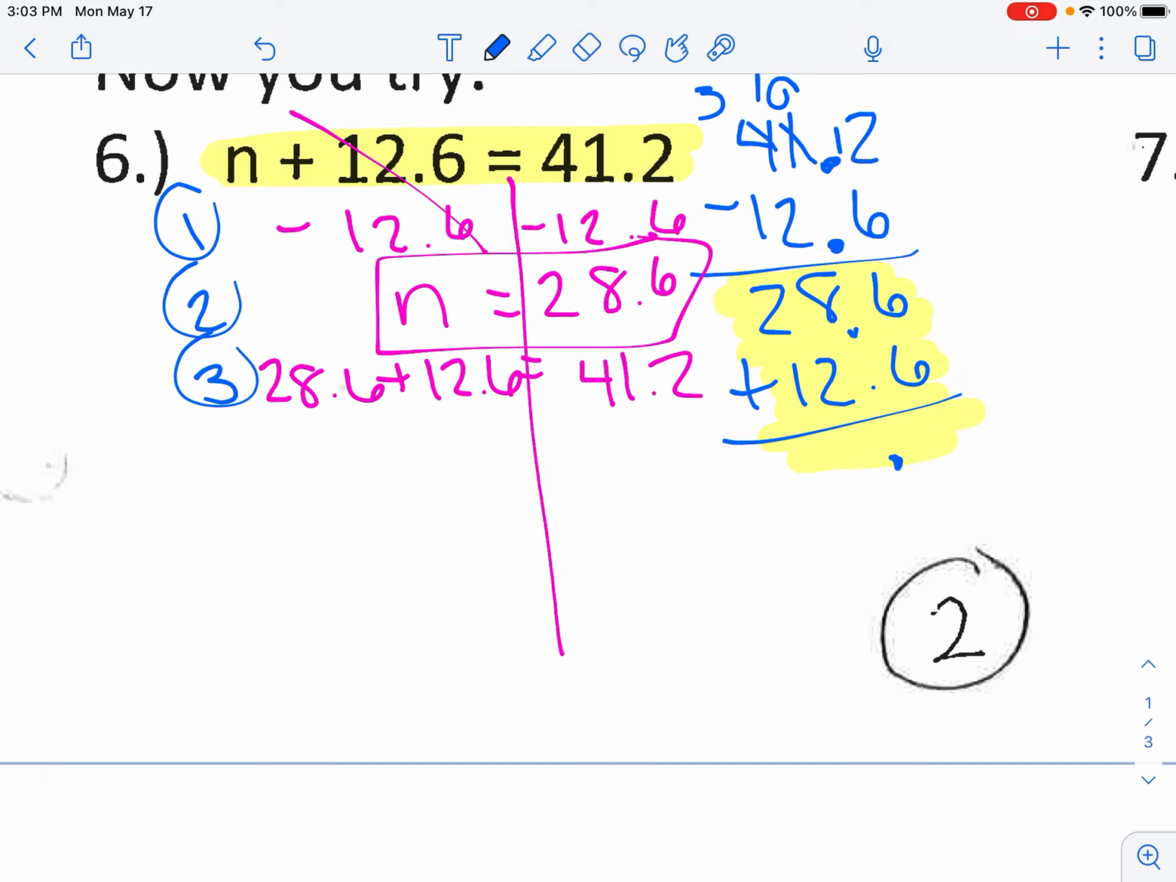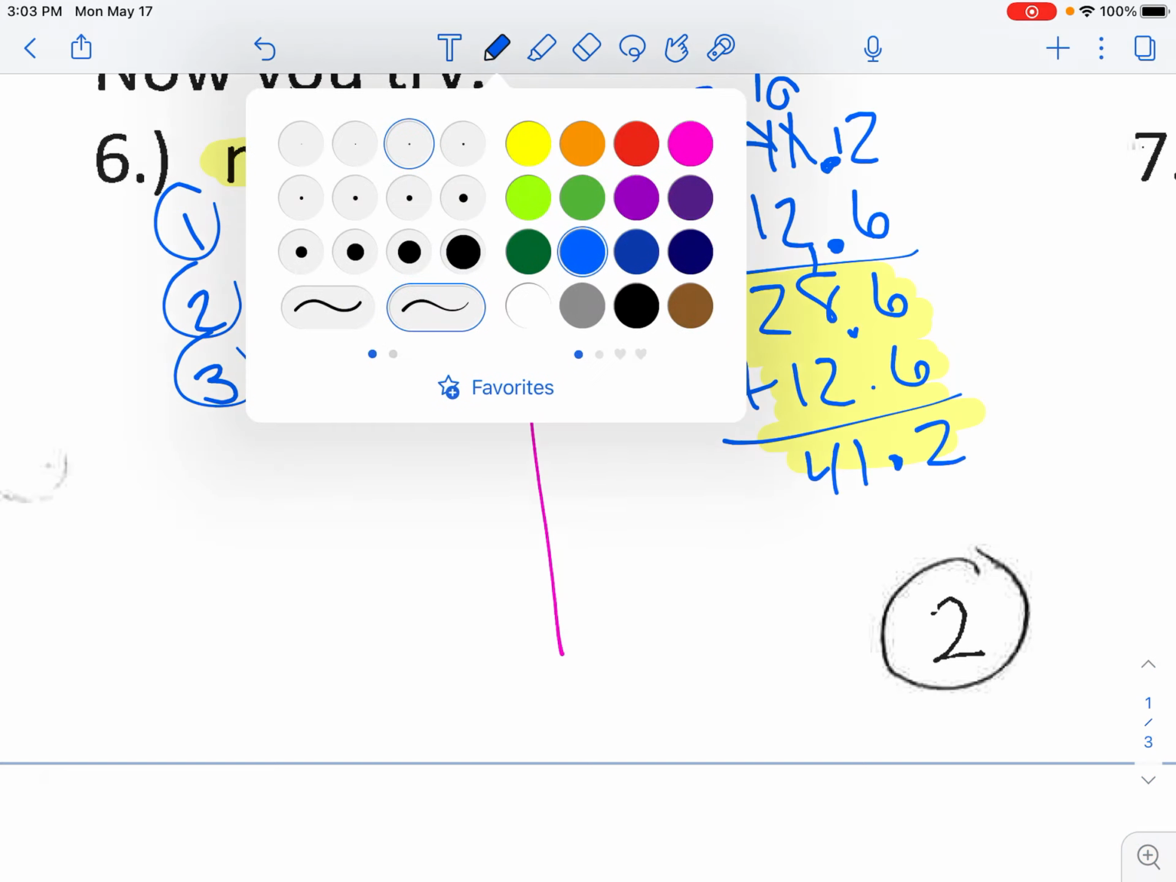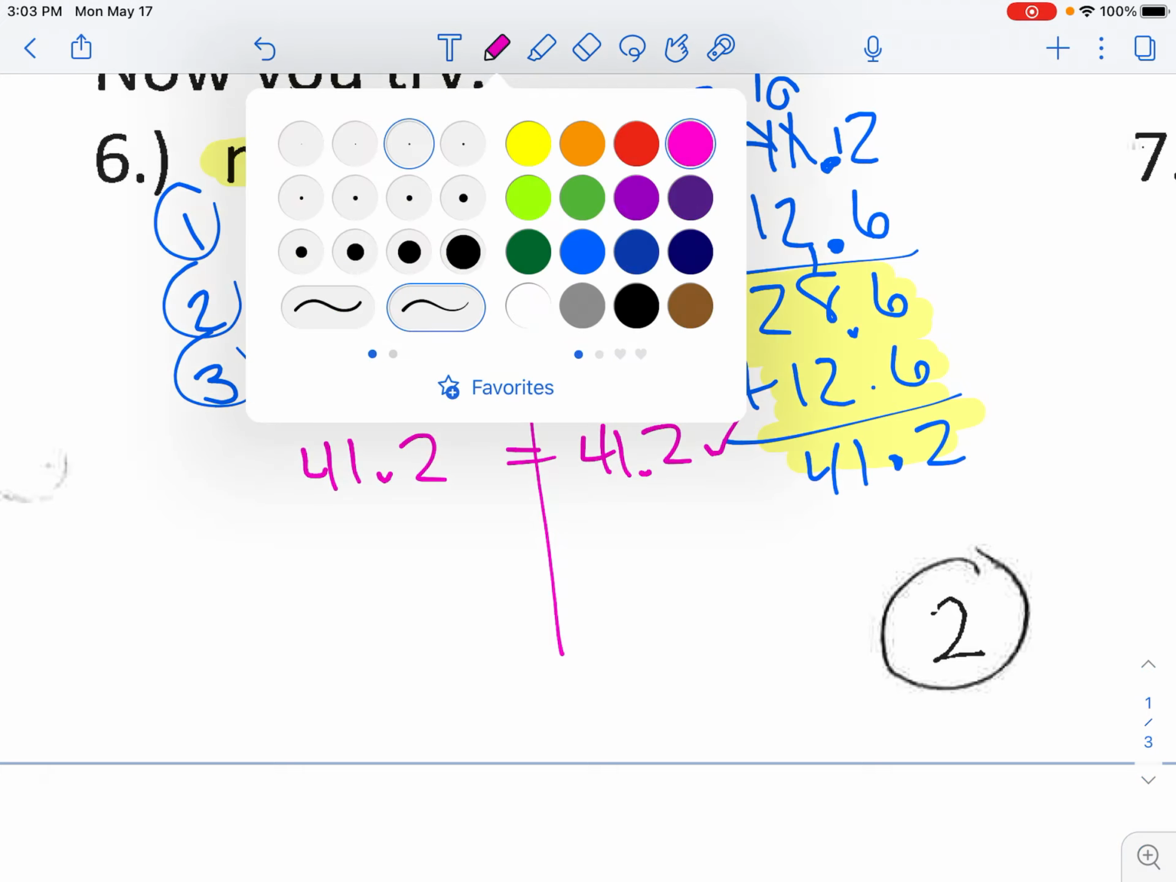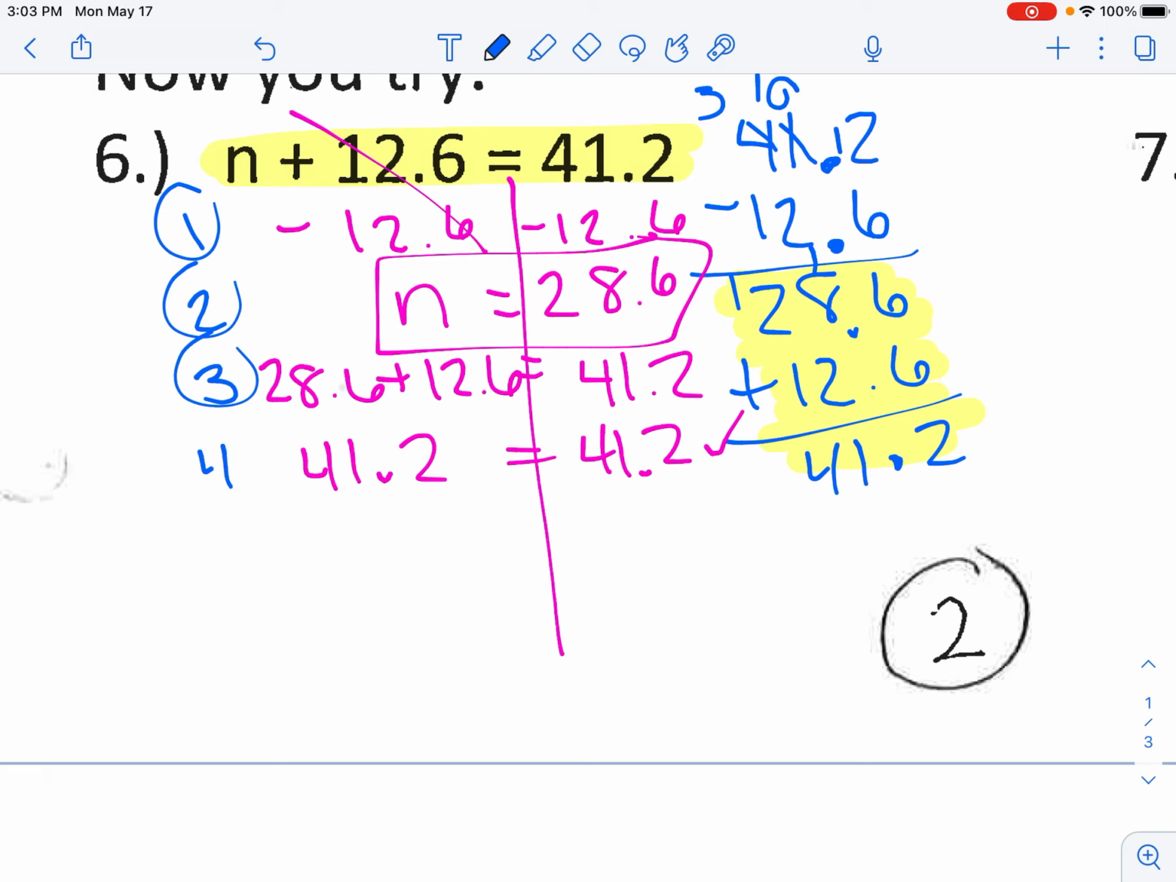Your decimal comes straight down. 6 and 6 is 12. 8 and 2 is 10, plus 1 is 11. And 1 plus 2 plus 1 is 4. So now I can say 41 and 2/10 equals 41 and 2/10, check. And do I have 4 lines to solving? Yes.